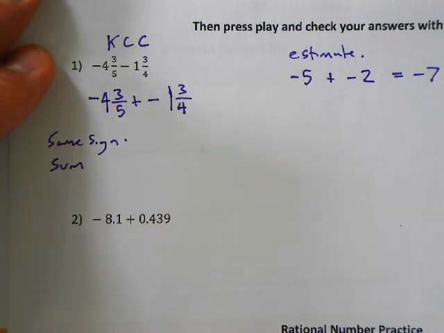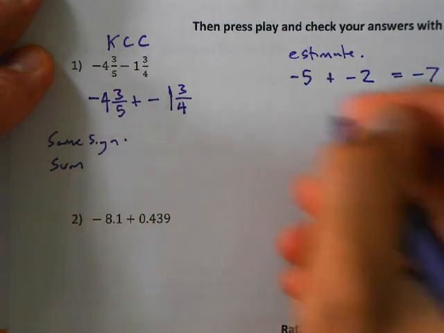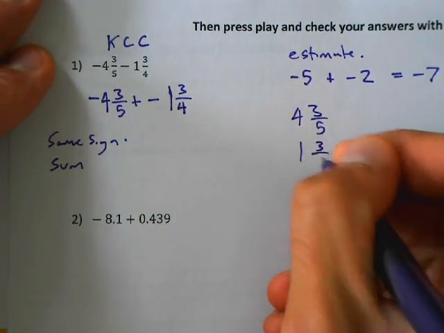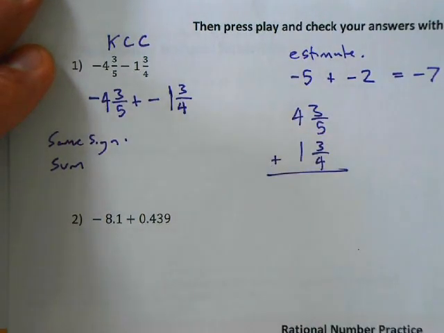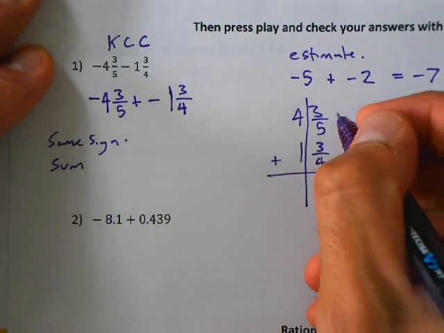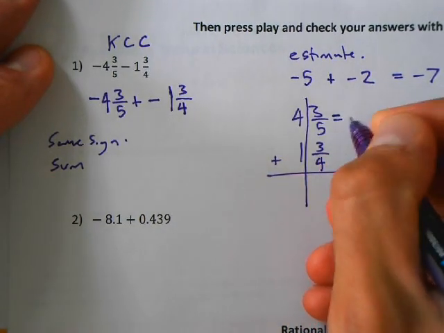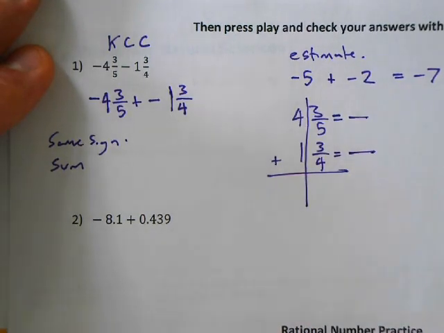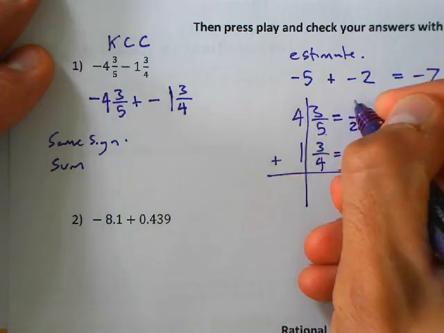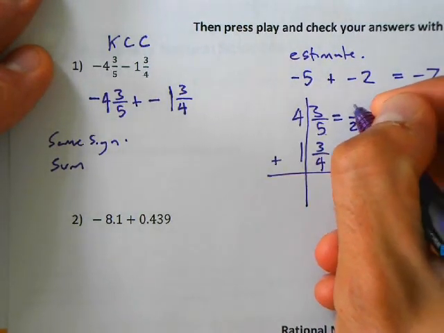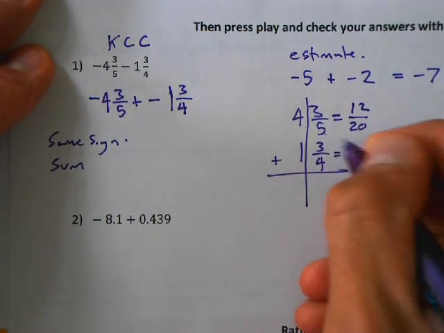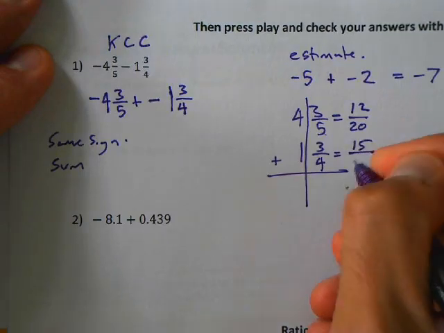Okay, so now let's actually find the real sum. 4 3/5 plus 1 3/4. Again, you could use improper fractions here. That might be more efficient sometimes. Here, though, I think is one where it's going to still be efficient to use mixed numbers. So I'm going to convert these into fractions with the denominator of 20. Multiply the denominator by 4, and the numerator by 4, which means I get 12/20. Multiply here the denominator by 5 and the numerator by 5, which means I get 15/20.